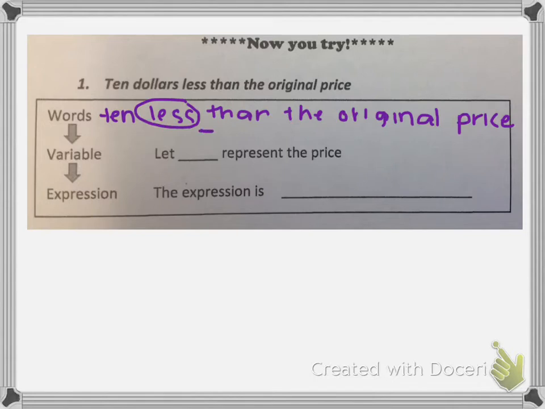Less means we're going to be subtracting. Now, what variable would make sense to represent the price? I'm thinking P makes the most sense to represent the price because price starts with P. So that's what I'm going to choose. We're going to let P represent the price. So the expression is P minus 10 because that means 10 less than the original price.